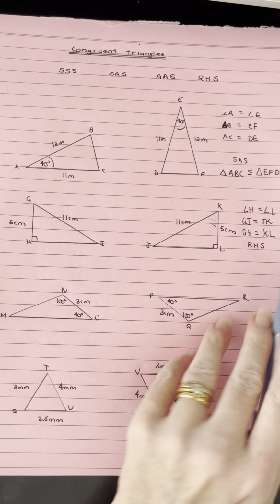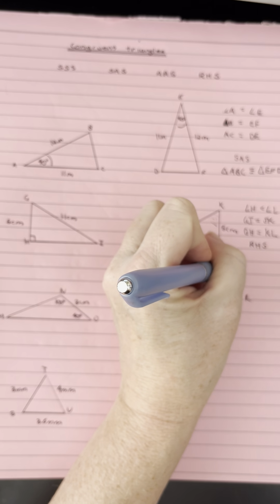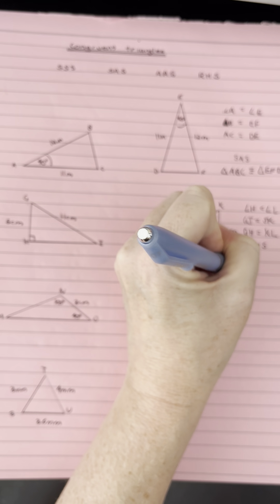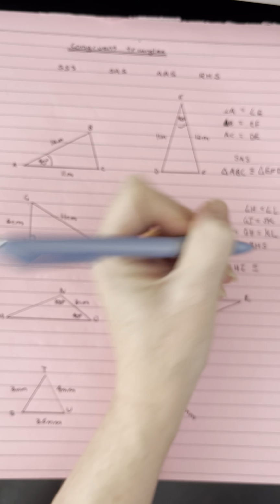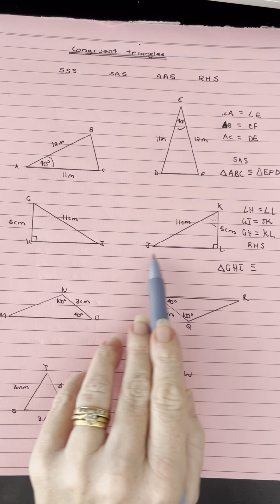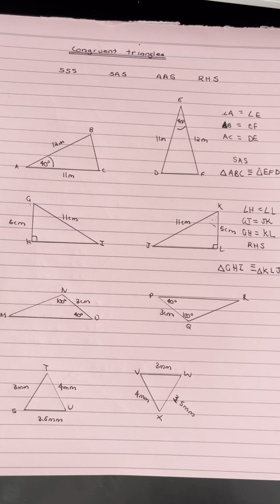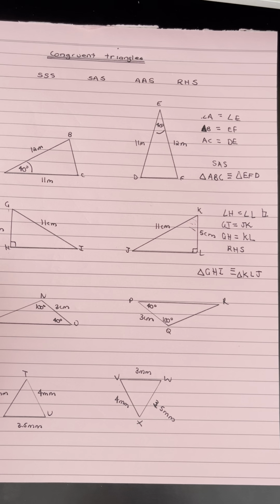So we've got RHS, and then we're going to write our congruency statement. So we've got triangle GHI is congruent to, and then it'll be KLJ that matches the order around that triangle.